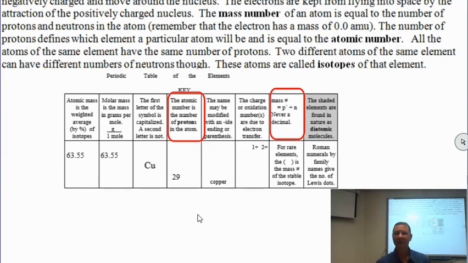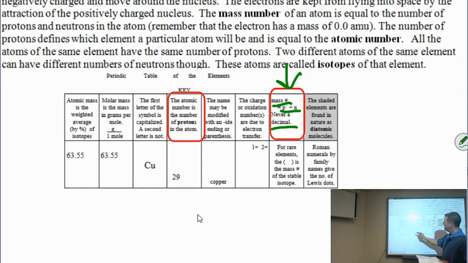The mass number of an atom is equal to the number of protons and neutrons in the atom. Remember, the electron has a mass of 0 AMU. So on your periodic table, if you look right here and you highlight this, mass number equals protons plus neutrons. It's never a decimal. You might get it confused with these numbers over here, and that is not what we're looking for in this particular unit. We'll talk about it in the next unit. So mass number equals protons plus neutrons because electrons, for all intents and purposes, have a mass of 0.